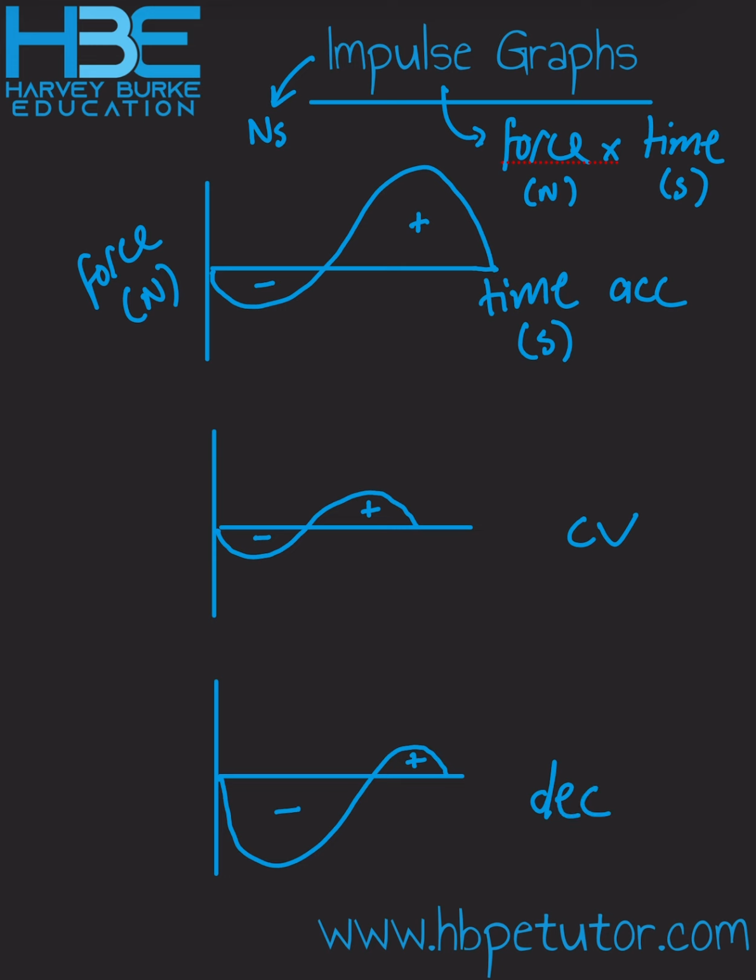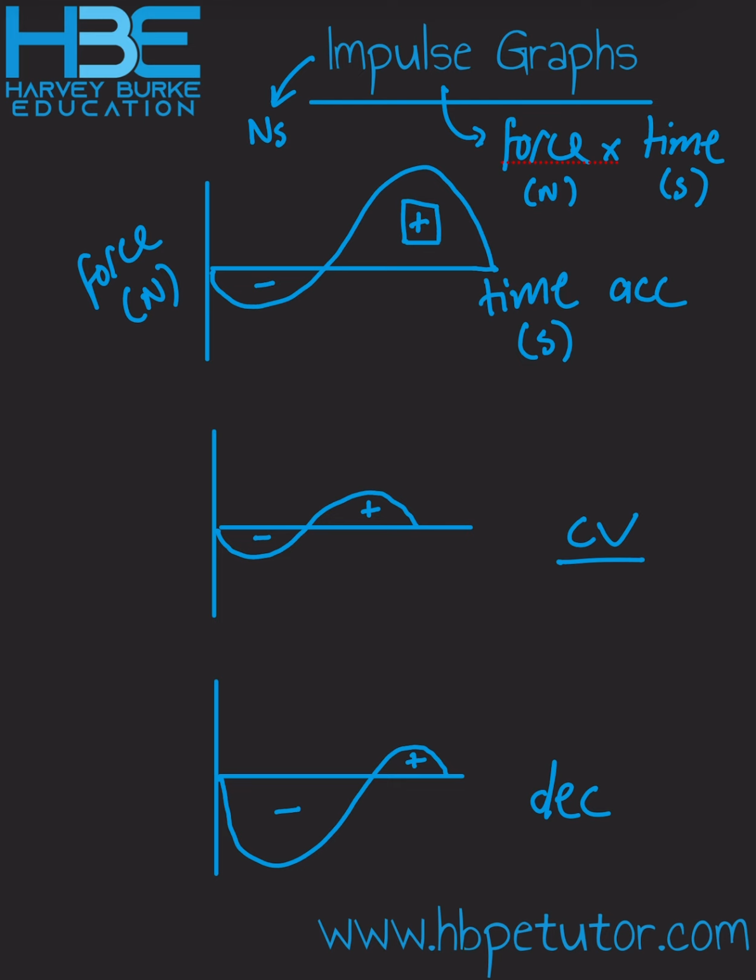And the reason for that is because in this first graph here, the positive impulse is greater than the negative impulse. In the middle graph, the positive and the negative impulse are equal, so that's constant velocity. And then in this final graph, the negative impulse is greater than the positive impulse, so that shows deceleration.